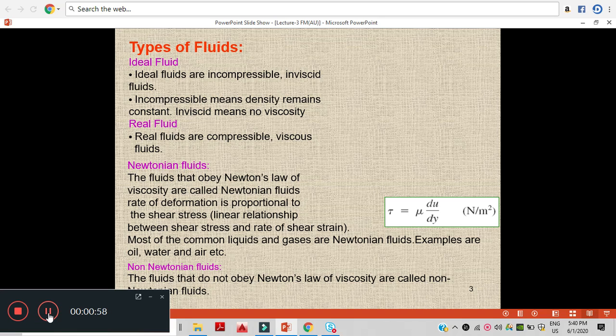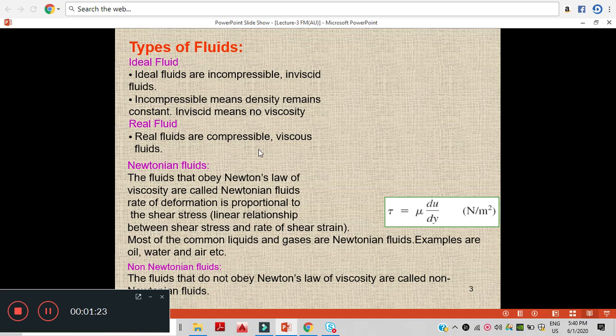Incompressible means the density remains constant. If you apply pressure, if you increase the temperature, the density will not change, it will remain constant. And inviscid means there is no viscosity, that means there is no resistance offered by the ideal fluid. Whereas the real fluids are compressible and viscous.